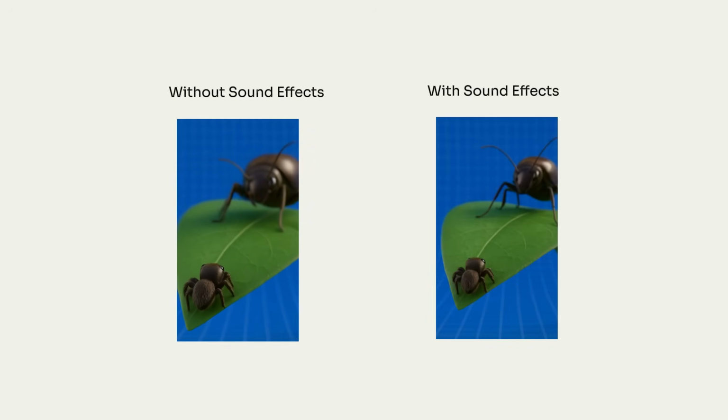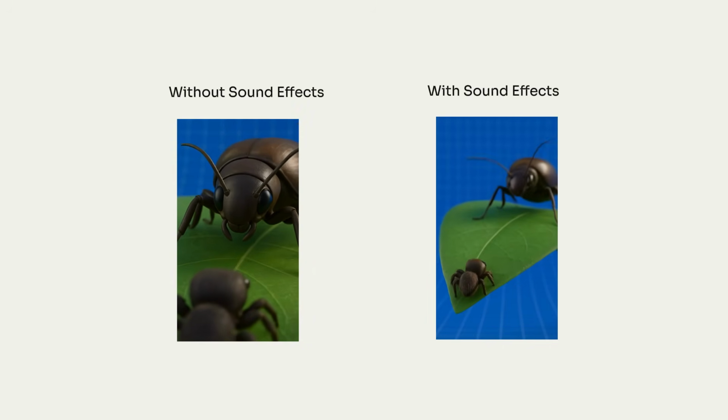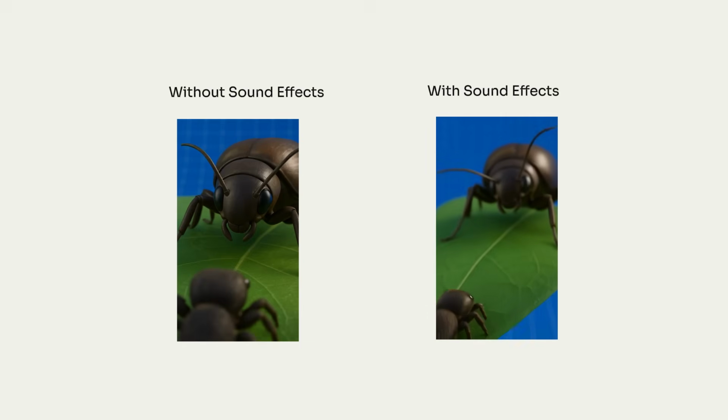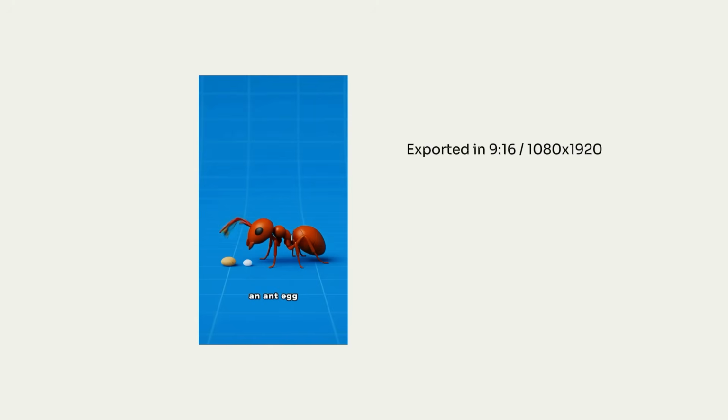Here's the difference. Then I export the final 9:16 video, and that's it. The same format used by ZackDFilms, made completely with AI. Here's how the video I made looks.